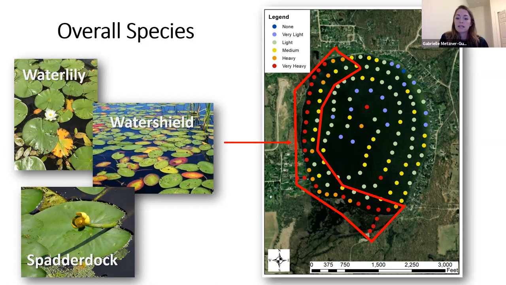And I just wanted to highlight that on this all species map. So this map is actually showing a density map of all of the species on the lake. So especially near those nearshore areas highlighted by the red polygon, that's showing where we saw a lot of those, mostly water lily, water shield, and spatterdock in these areas. And then Mark, if you want to go to the next slide, please.